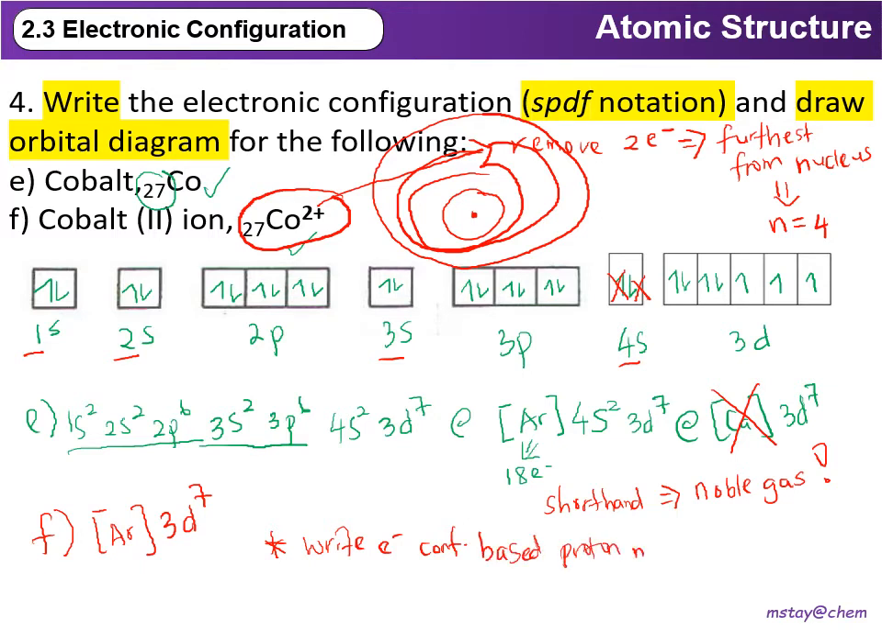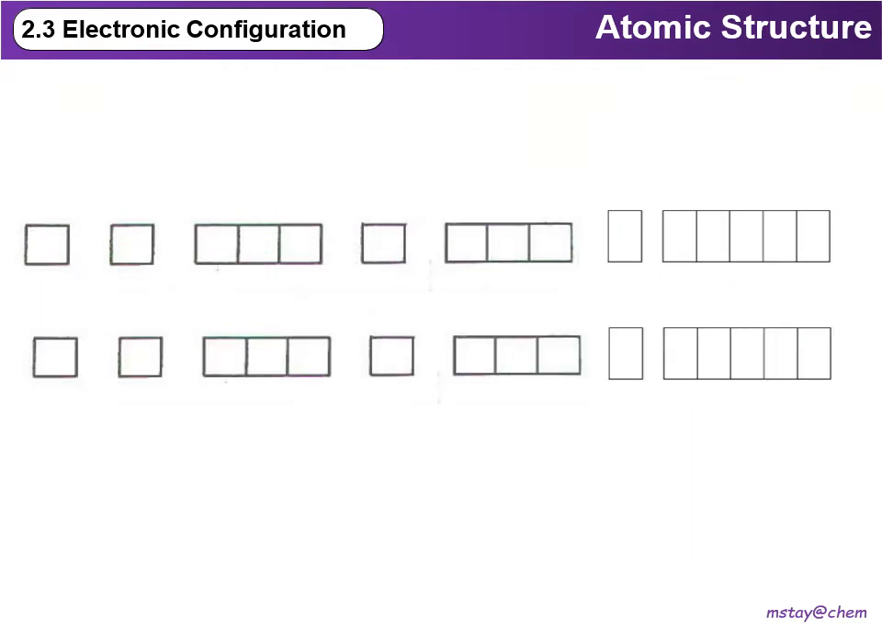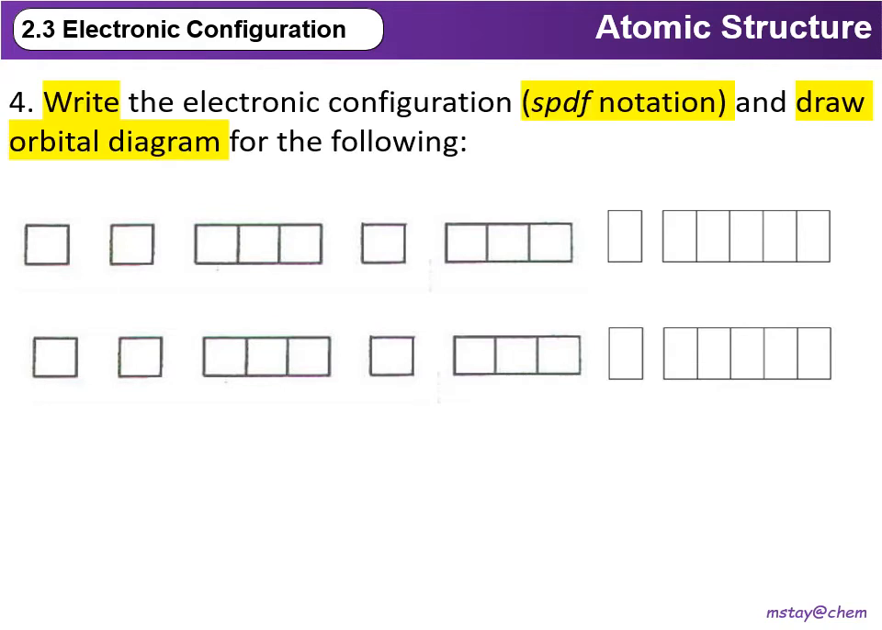proton number. And second, when we want to remove an electron or add an electron, we have to base it on the electron configuration of the atom. Let's continue with question 4F.